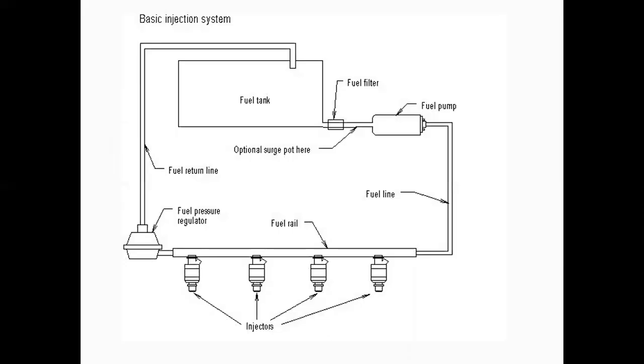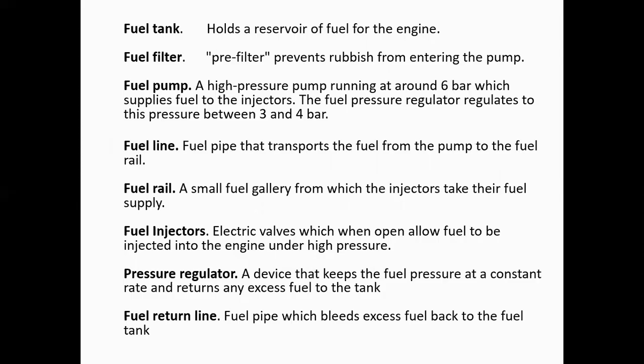So the basic injection system consists of the fuel tank, fuel pump, fuel filter, fuel pressure regulator, fuel return line, fuel line, injectors and fuel rail. This is the basic injection system. We need to manage all these functions in a single unit.